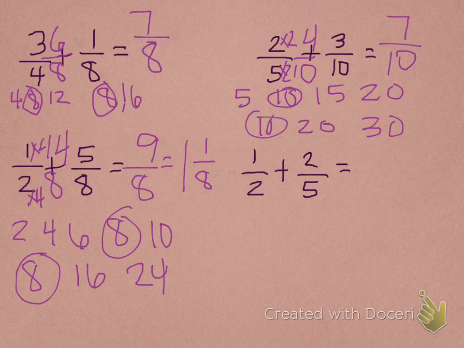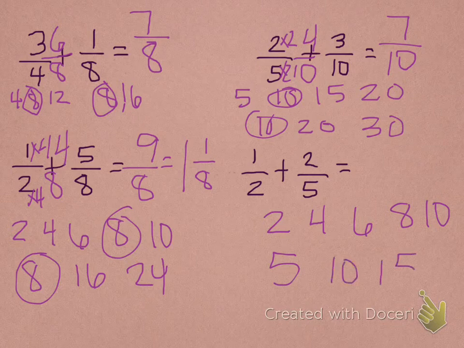My last one, I have 1/2 plus 2/5. So my multiples of 2, 2, 4, 6, 8, 10. My multiples of 5, 5, 10, 15. So right here, I have to switch both of them over to 10s.